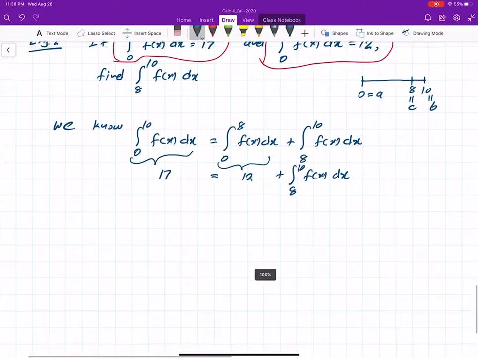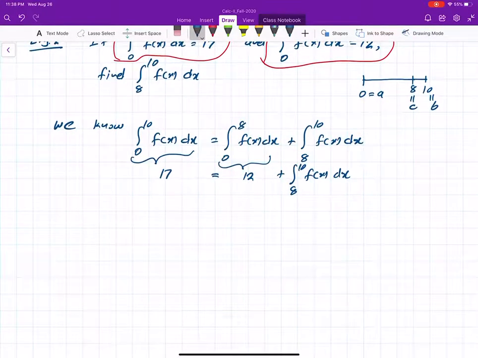So for that you can just do simple simplification. That integral is actually 17 minus 12, which is 5. So that's a very easy problem.